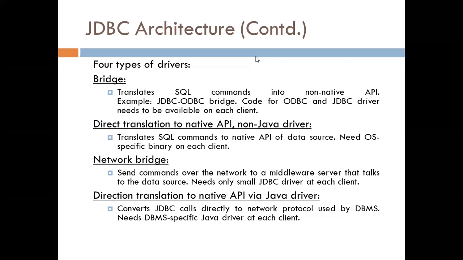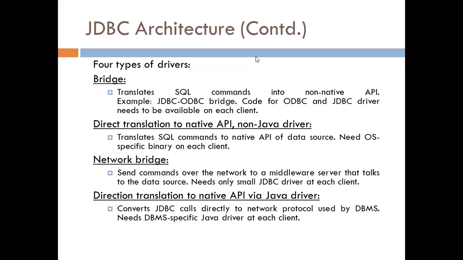The JDBC driver loaded by the application can be quite small, and the only functionality it needs to implement is sending the SQL statements to the middleware server. The middleware server can then use some other drivers, like a type 2 JDBC driver, to connect to the data source. So in the network bridge, the task of this particular host machine is to just communicate with the middleware server, and the server will take care of all the other things to connect to the database.